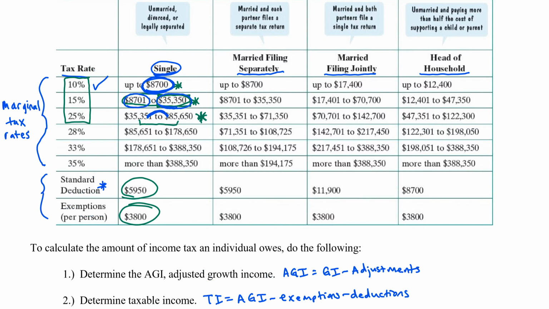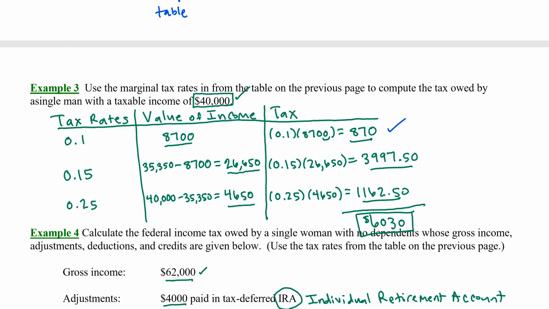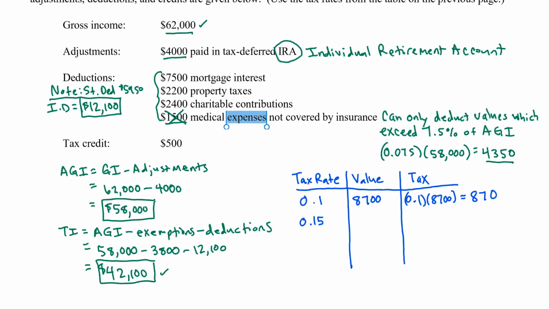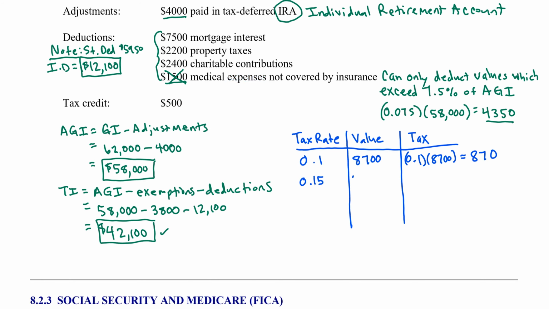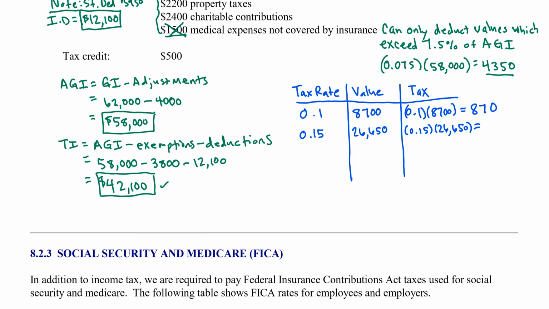So for the next part, it's still going to be the same as our single man from the previous example. We're going to find the difference in these two values, or the difference in $35,350 and $8,700, which we did right here. And we're going to get $26,650. Again, that's going to be the same as long as your income exceeds that particular tax bracket. So $26,650. 15% of $26,650. What did we end up with up here? We got $3,997.50.